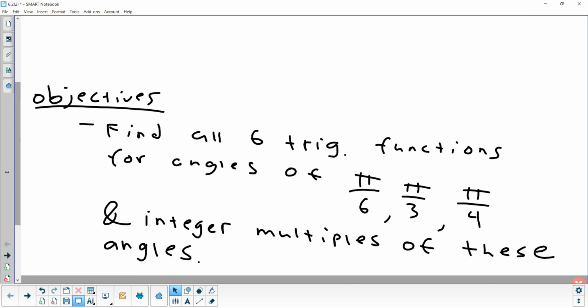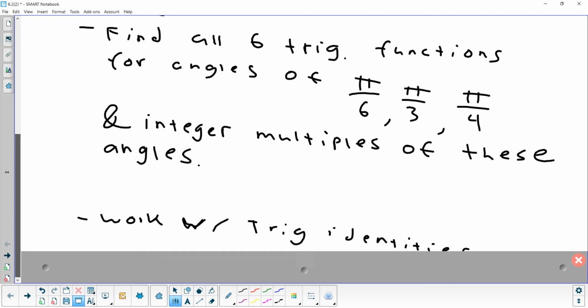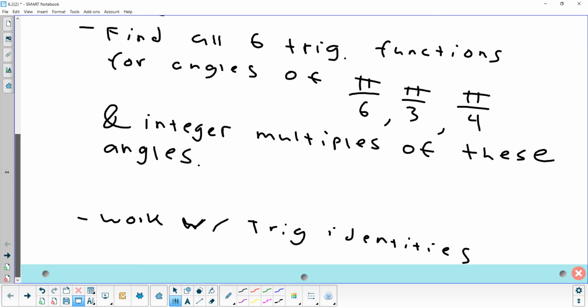So we're going to look at how we find the 6 trig functions for angles that are 30, 60, and 45, and equivalently in radians. And how do we find the trig functions of multiples of those angles? That's the first thing we'll take a look at. And then working with trig identities, we're probably going to hold off on that. It's something they kind of squeeze in at the end of this section, but we're going to talk a lot more about trig identities when we get into material later on. So if we skip that right now, it's not really a huge deal.